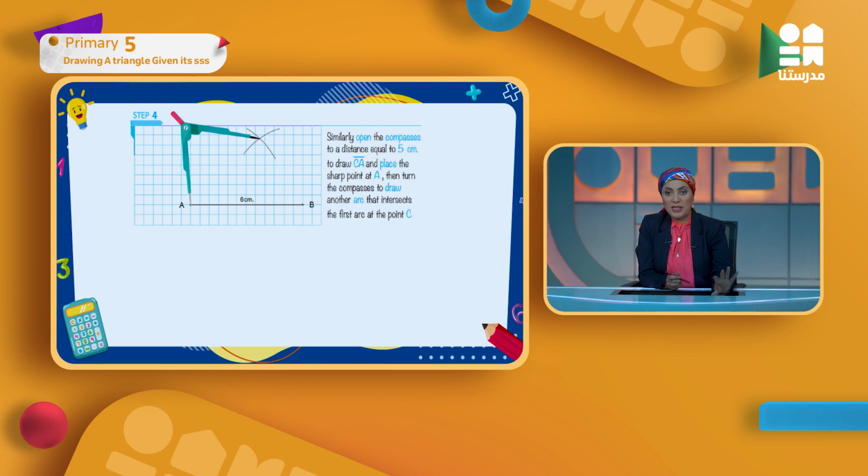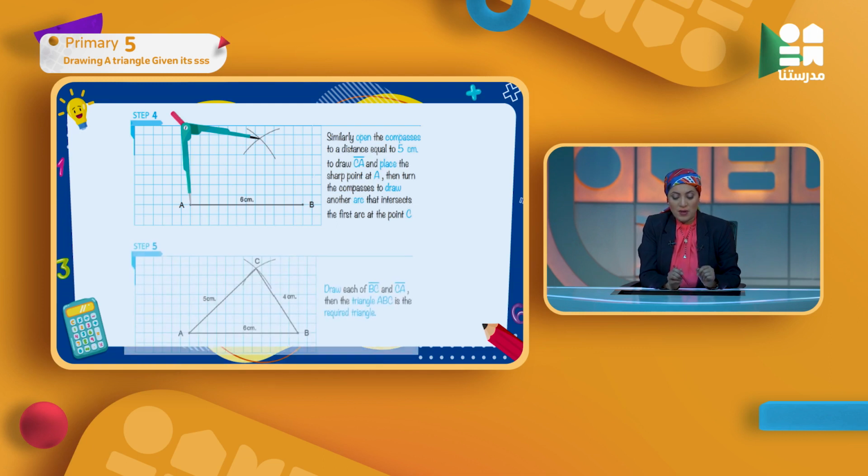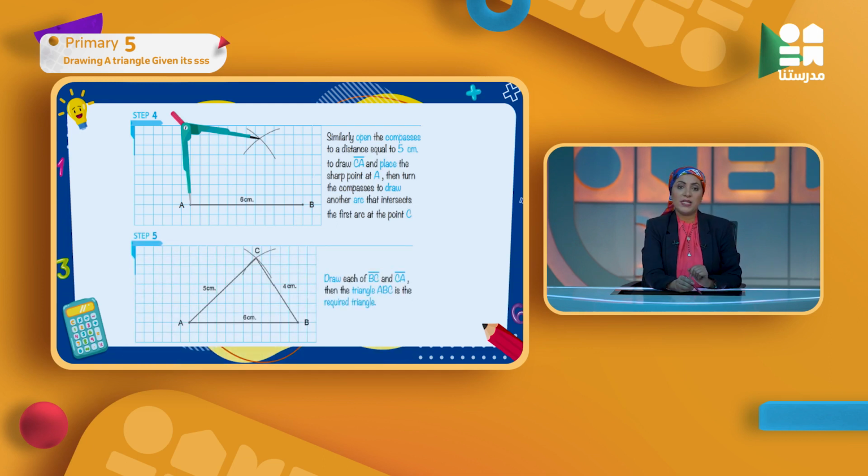and I fix it and start drawing another arc intersecting the first arc of side BC. And here the point of intersection of these two arcs will be point C, from which I can draw two lines to A and B. So as we see here, point C is my point of intersection, and then I draw a line from C to A and from C to B.